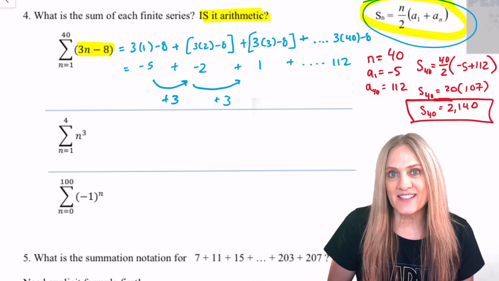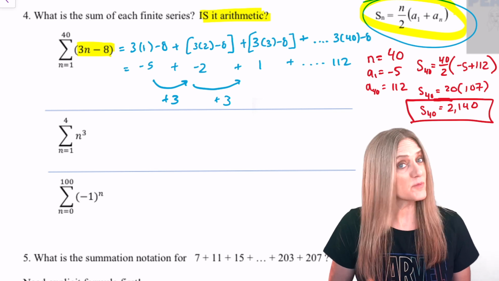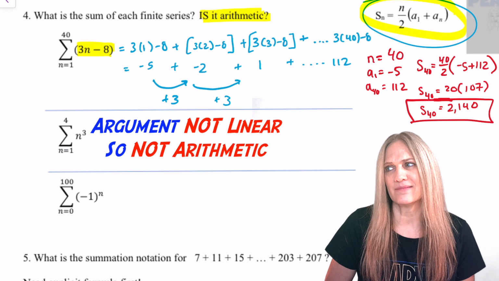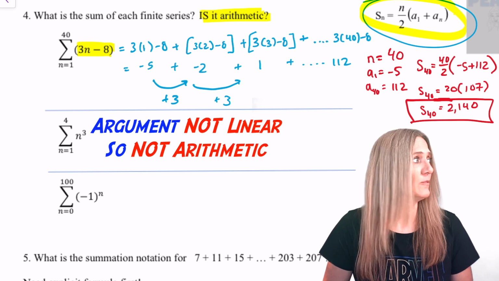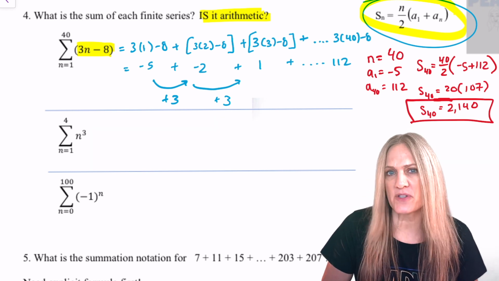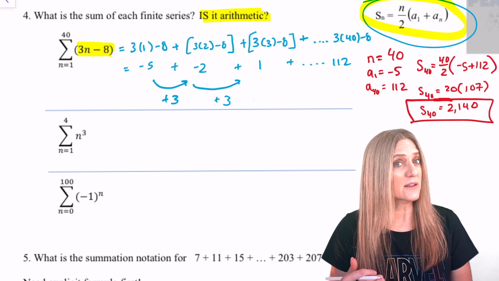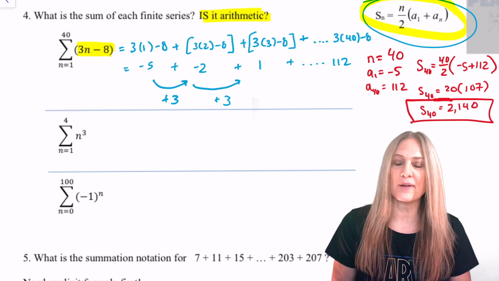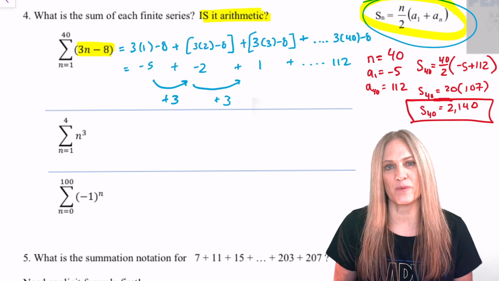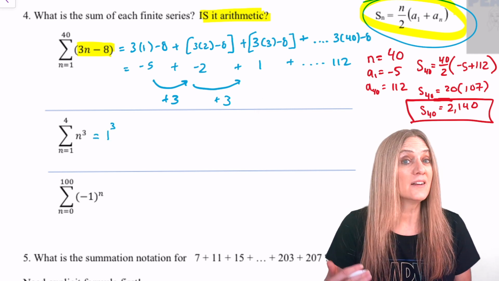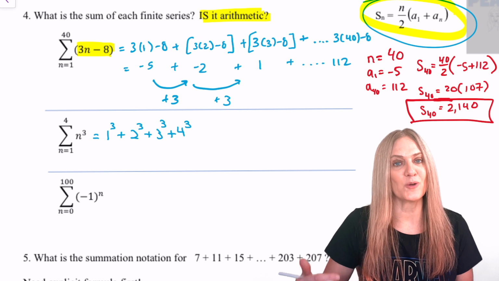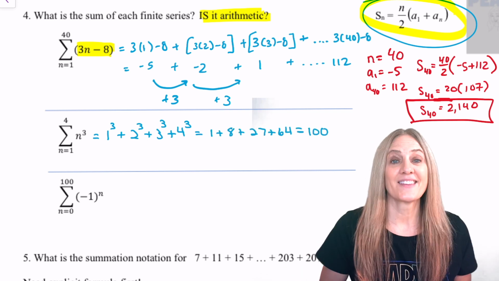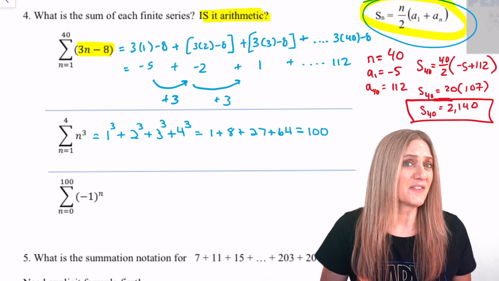Looking at this next series, is it arithmetic? Can I use my formula? Oh, the argument is n cubed. Well, that's not linear. Ooh, what would I do? How many terms are there? It goes from n equals 1 lower limit to upper limit of 4, so I have 4 terms. Whew, thank goodness, I can just do this one by hand. So plug in 1 cubed plus 2 cubed plus 3 cubed plus 4 cubed, and find the sum. The sum is 100.